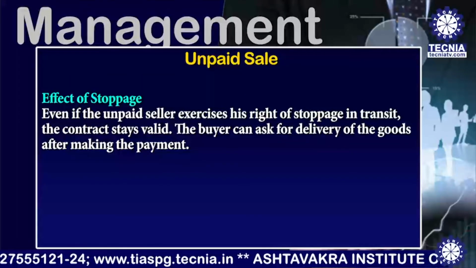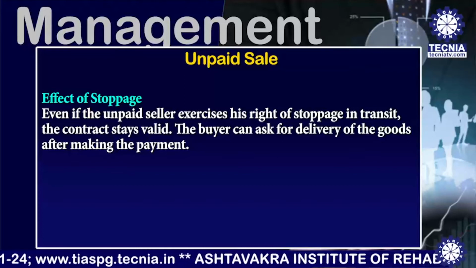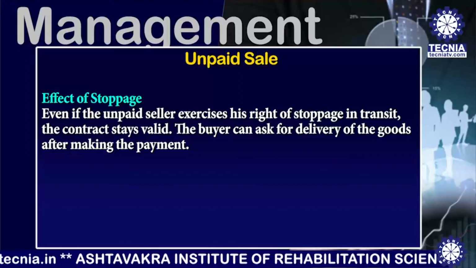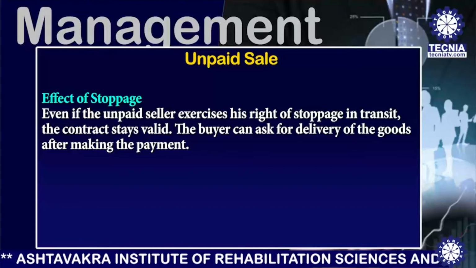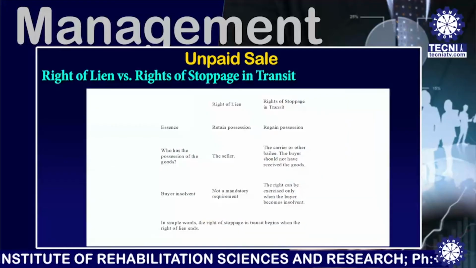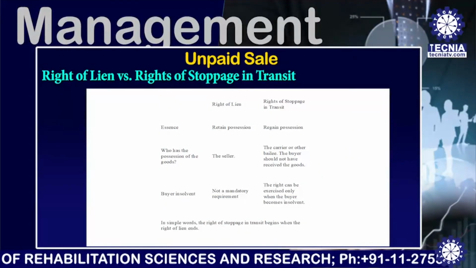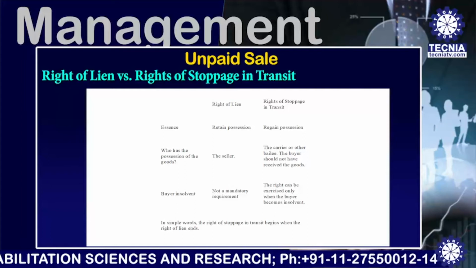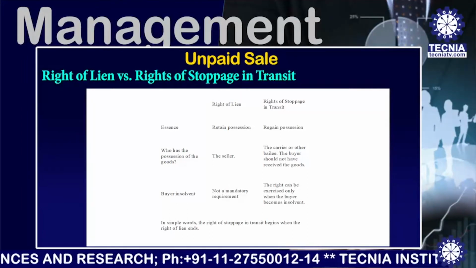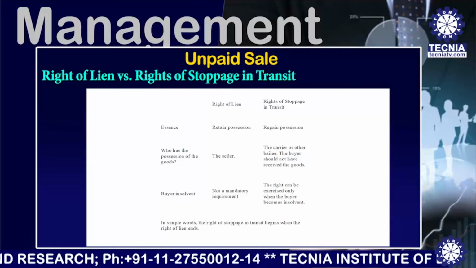Next, effect of stoppage. Even if the unpaid seller exercises his right of stoppage in transit, the contract stays valid. The buyer can ask for the delivery of the goods after making the payment. Next, the main difference between the right of lien versus the right of stoppage in transit. Number 1, essence. In the right of lien, he retains the possession.